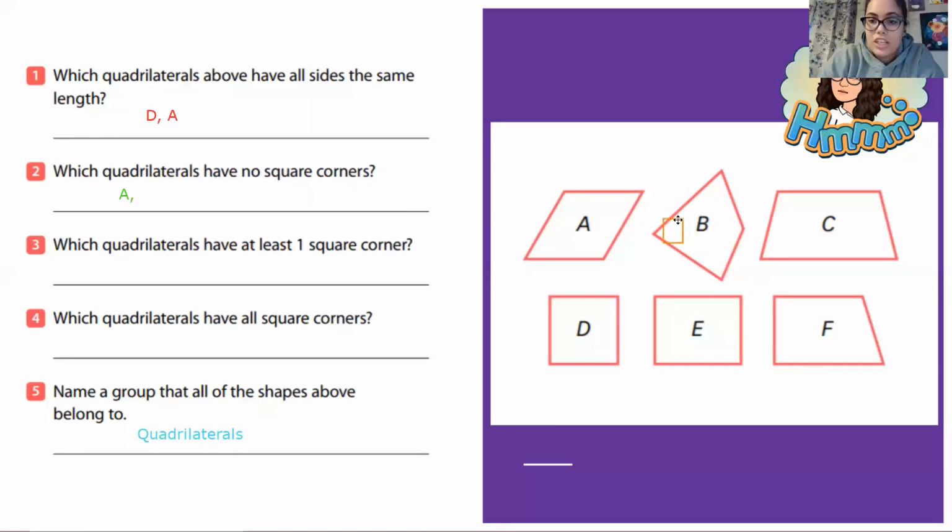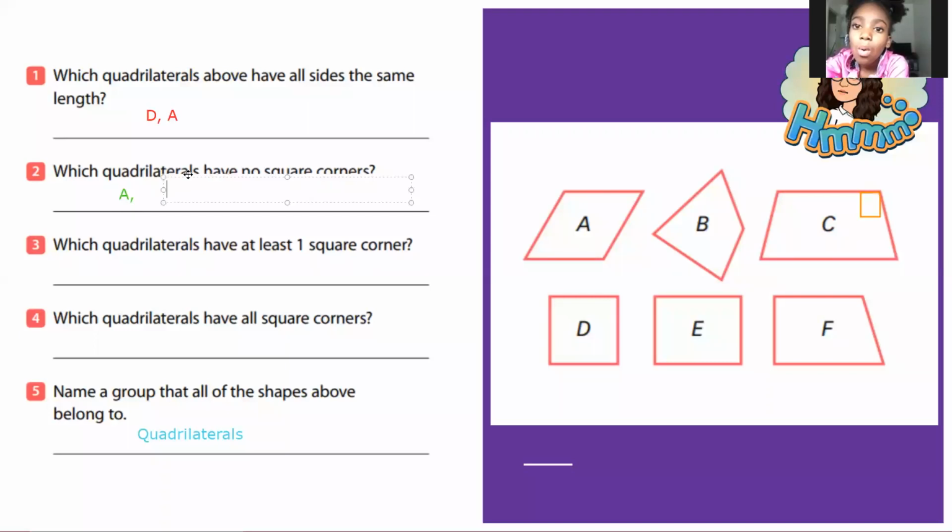So imagine in your head this square. Rondre, let's do Rondre since he wasn't here. Let's see if we could take a risk. What was the question again? On number 2, which quadrilaterals have no square corners? So which one of these? We already chose A. Is there another one? B. B, good job, Rondre. Yeah, B is another one.